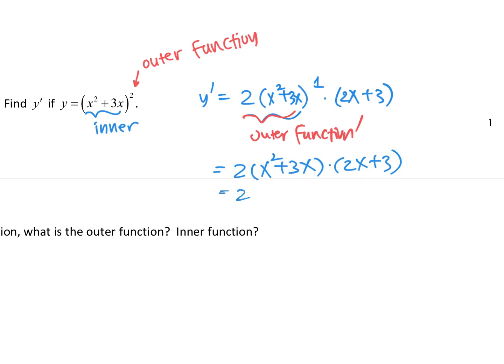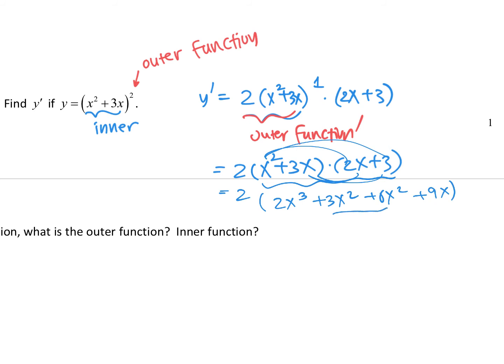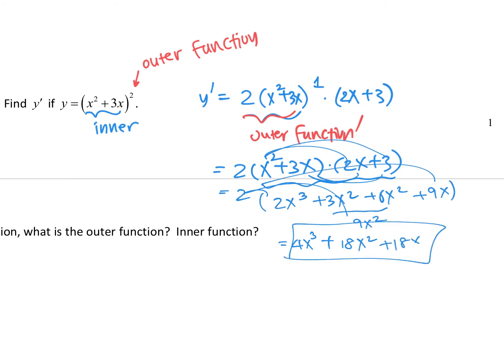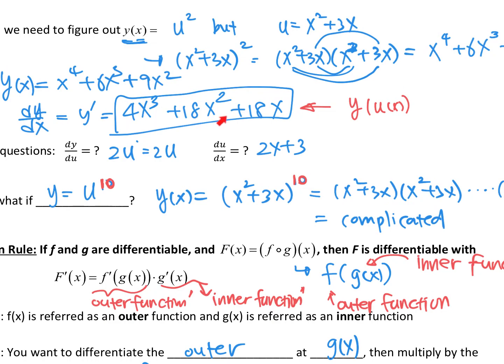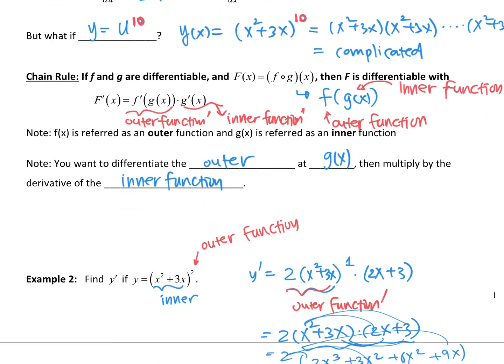So I'm going to fold this out. That's 2x cubed plus 3x squared, and then plus 6x squared plus 9x. This will be just 9x squared. Now I can distribute 2 here. So that's 4x cubed plus 18x squared plus 18x. Okay, so that's exactly the same as the answer we got before: 4x cubed, 18x squared plus 18x. Okay, good. So they give the same answer.